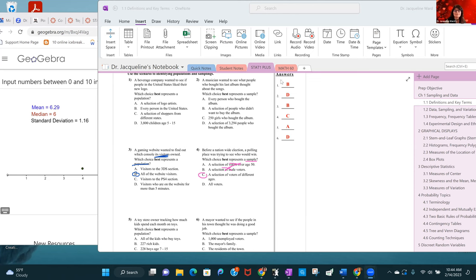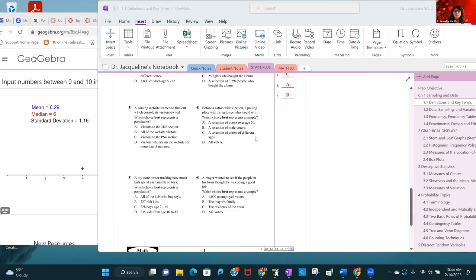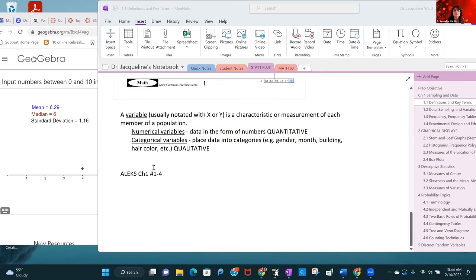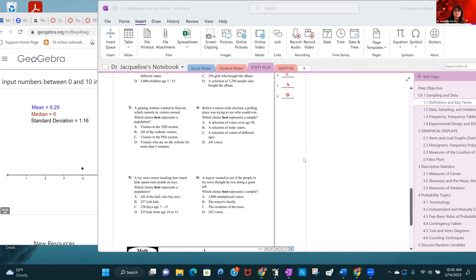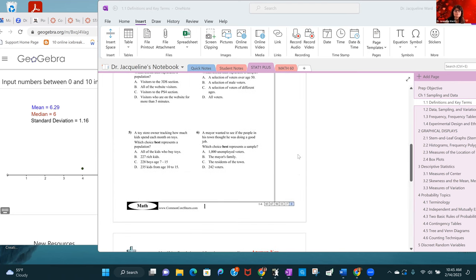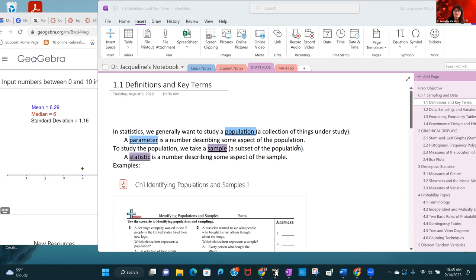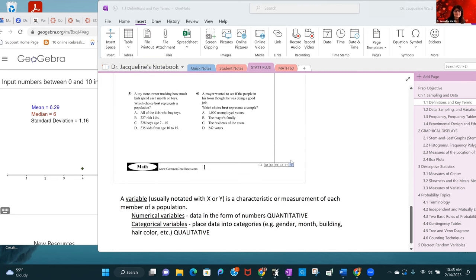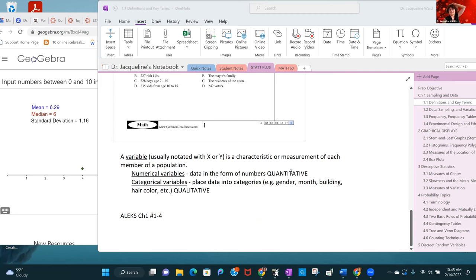Is this helping a little bit? Right now I'm just trying to emphasize the difference between a population and a sample. And again, we're going to look at the actual ALEKS questions in a bit. I think it definitely helped that you clarified that in a sample, what we're looking for is a selection of everyone. Yeah, that definitely helps. That's going to come up in the next section, I think. But yes, a sample should be representative of the population.